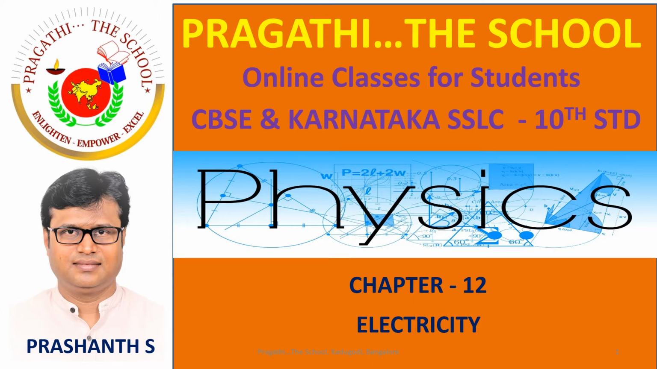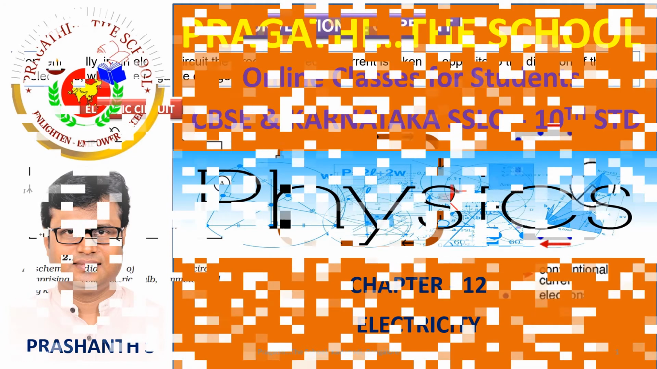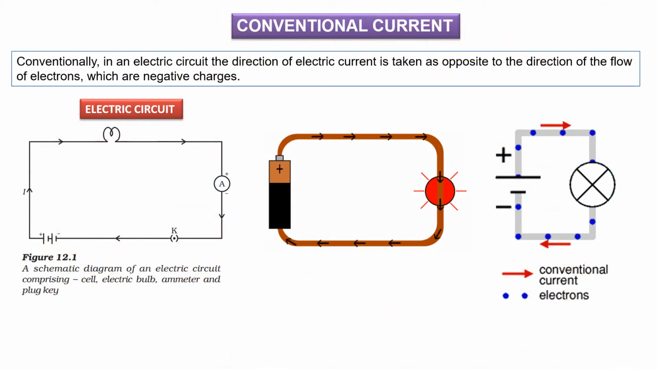Today we are going to learn about physics, chapter 12, electricity. What do you mean by electricity? It is nothing but the flow of electrons in a conductor. The flow of charge in a conductor is called current, electric current. Conventionally, the current flows from positive to negative.